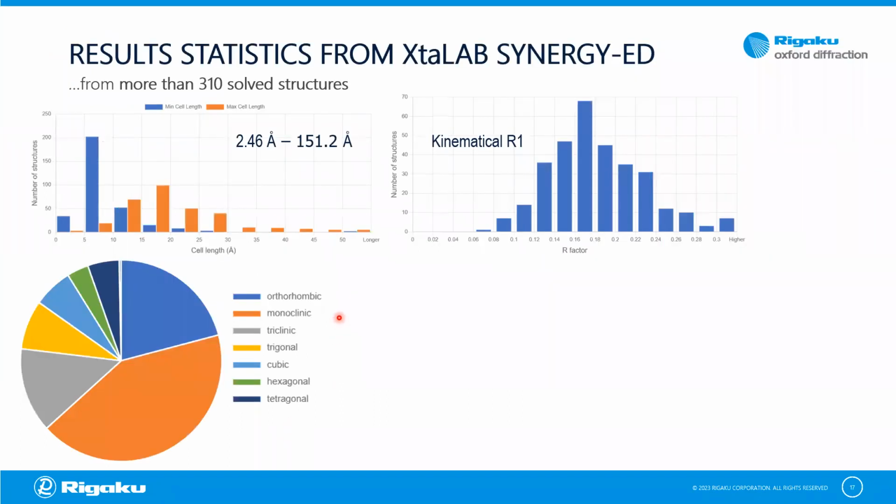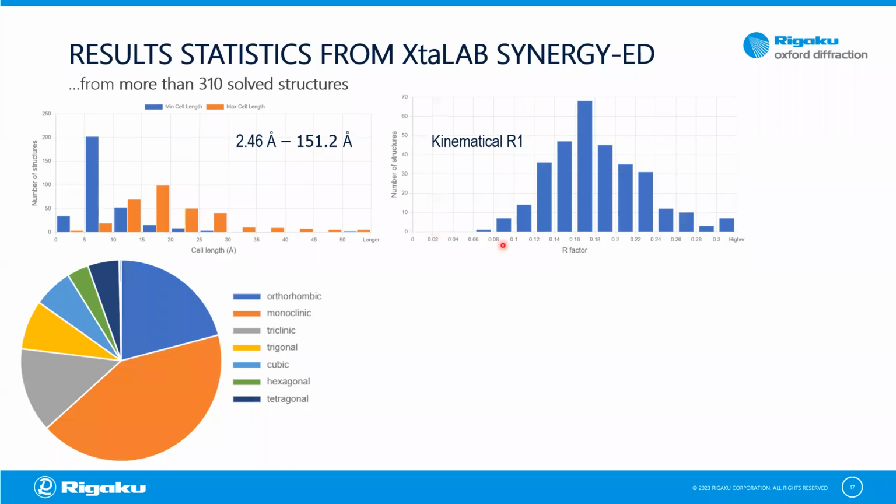And in our application labs, we have by now solved well more than 300 structures. Here you see some crystallographic figures, some statistics of those. So we cover a large range of unit cell length, including proteins, so up to 150 angstrom. It's the biggest one we've measured so far. Here you see, well, we can cover all crystal systems, of course.